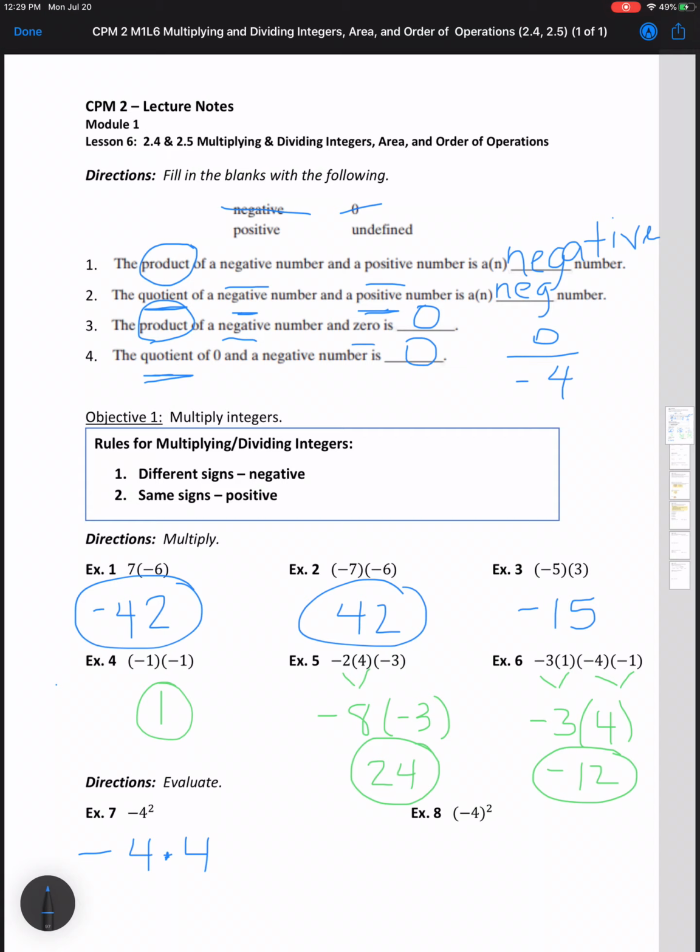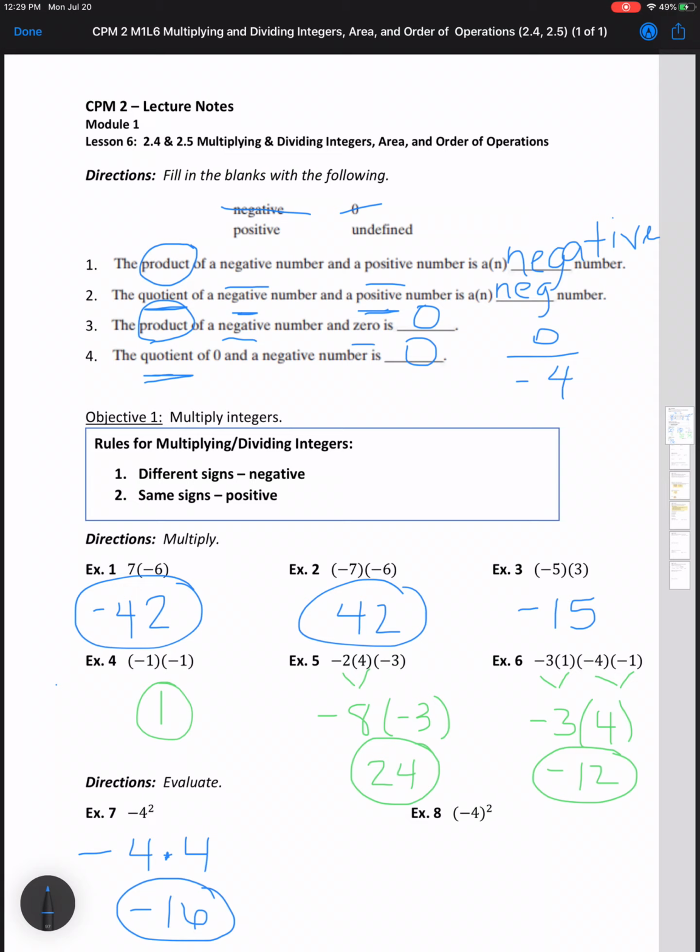So you can think of this two different ways. You can think, okay, well, negative times a positive is going to be a negative. That's fine. Or some people will just multiply 4 times 4 and bring the negative back down. It's going to be a negative answer no matter what. Okay? On number 8, there are parentheses.